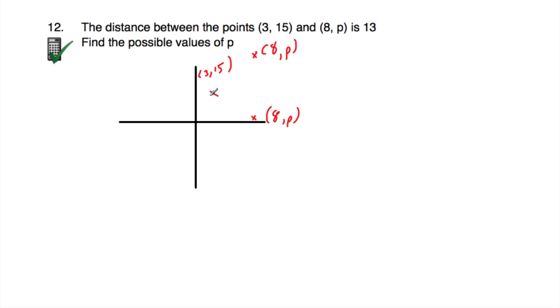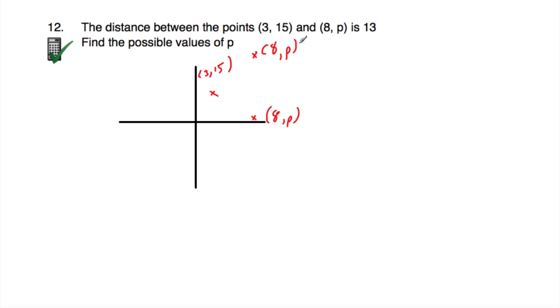So just to recap, the point 3, 15 is here. We've then been told there's a point 8, p. I considered 8, 15, but the length of that line would only be 5, but we were told the length of the line was 13. So I said it could be up here somewhere, so the length of this line is 13, or it could be down here somewhere. Now it could be here or below the x-axis, I'm not sure yet.